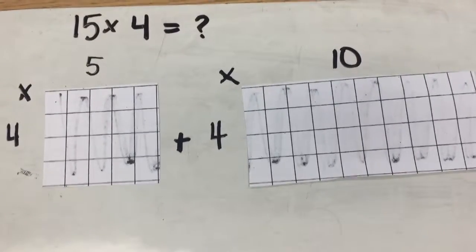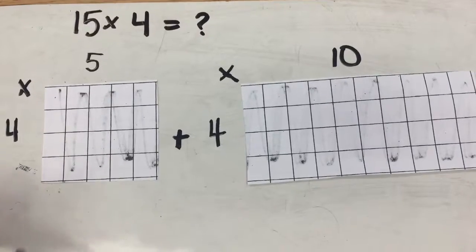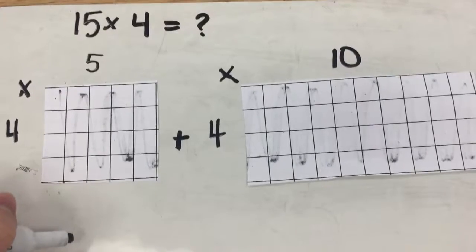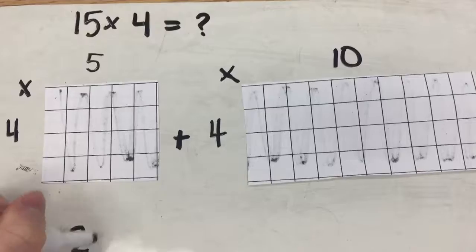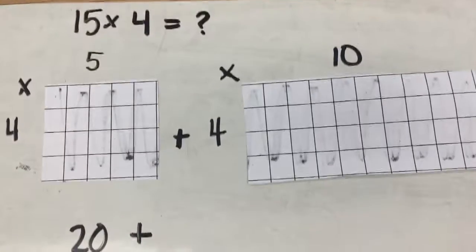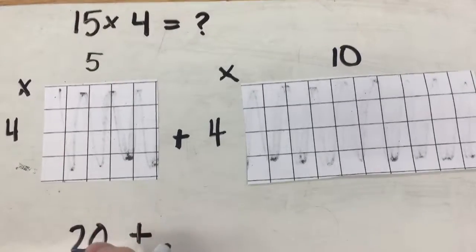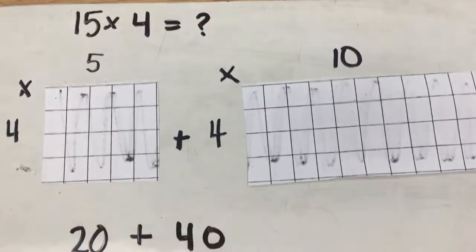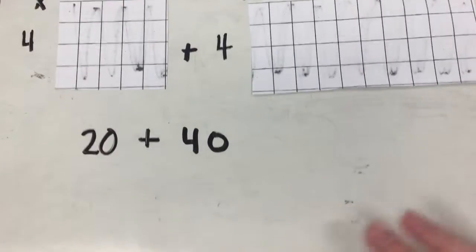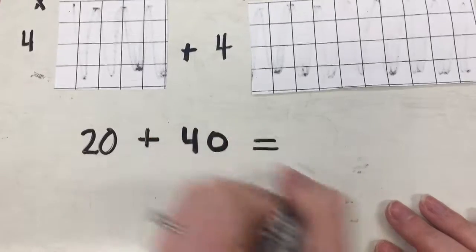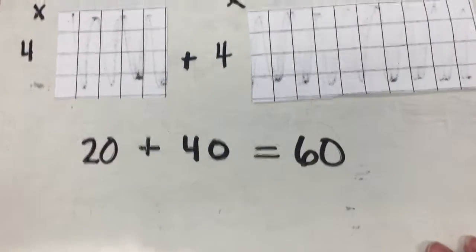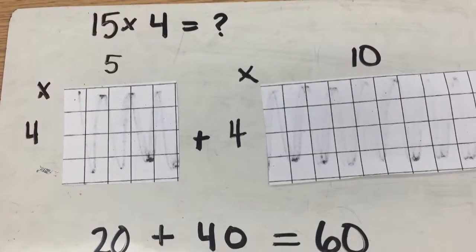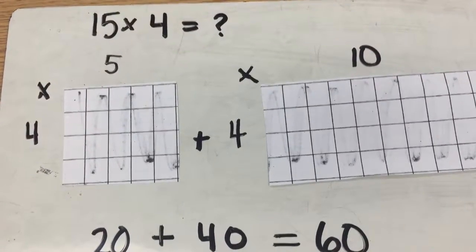So, what is 4 times 5, Lillian? 4 times 5 is 20. Okay. Plus, Stephen, what's 4 times 10? 40. So now I have 20 plus 40. So what is my answer going to be? 60. So now using the distributive property, I know that 15 times 4 equals 60. Yay.